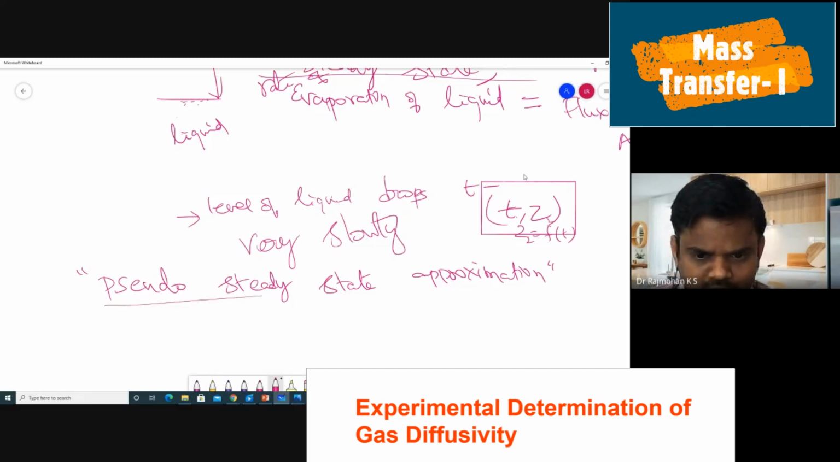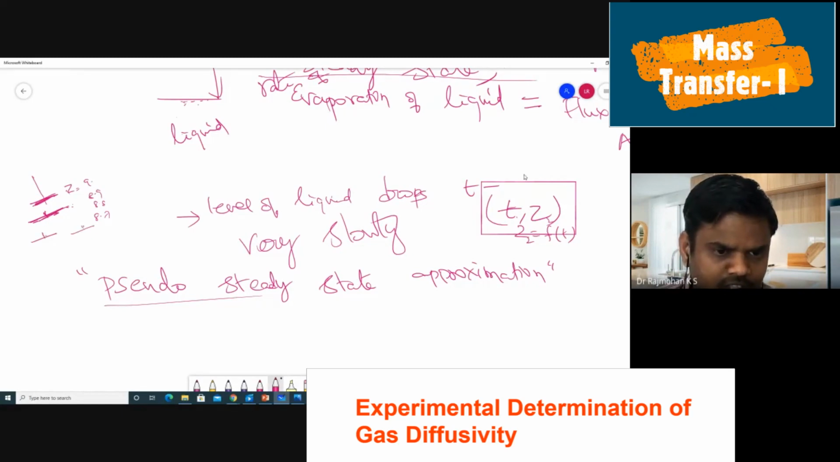But what we are assuming is pseudo steady state. What does it mean? The rate of evaporation is equal to the flux. The moment the new level is established, it comes into equilibrium with the vapor above it, and that equilibrium is established instantaneously. Once Z2 is, say, 9, the next moment it changes to 8.9, then 8.8. It is changing very slowly, so we can always assume equilibrium between the liquid and the gas above it.